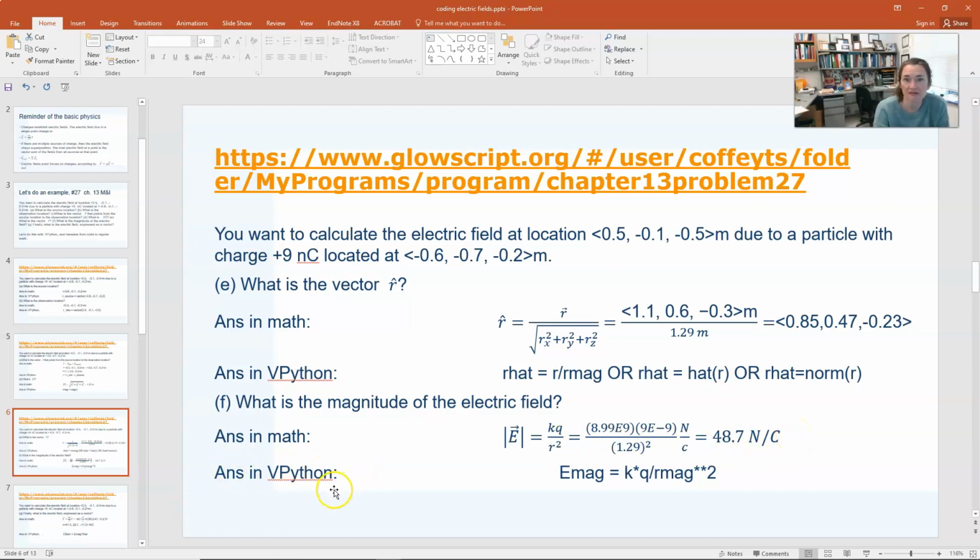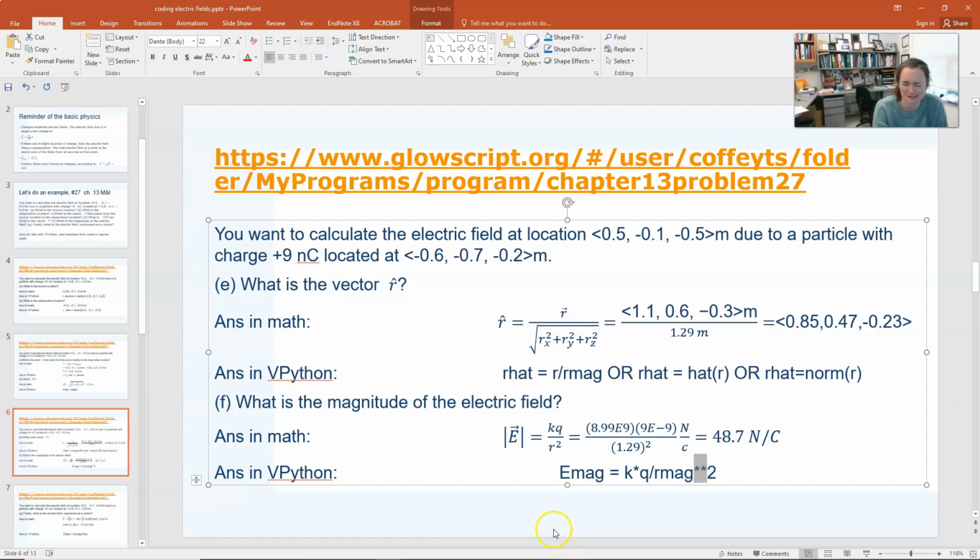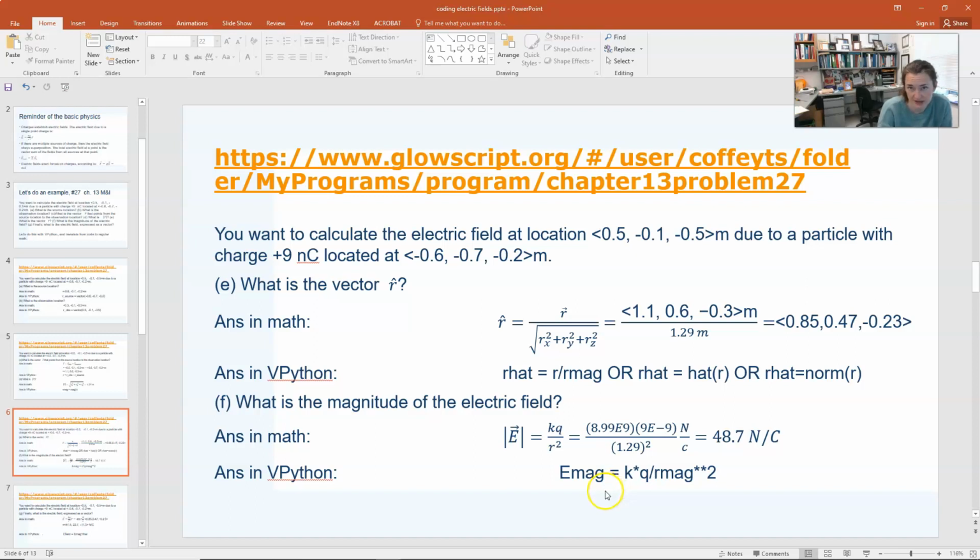How would you tell VPython to do that exact same thing? Well, I created a variable. I called it Emag for the magnitude of the electric field. And I said K times Q divided by r mag squared. Now remember that the way to do squared in VPython is the 2 asterisks, not the caret symbol. That's always something I have to remind myself of every single time, okay? Now earlier in the program, and I'll show you this, I had already defined variables K and Q, and I told VPython that K was 8.99 times 10 to the 9th, and that Q was 9 times 10 to the minus 9, and I'll show you that, okay?